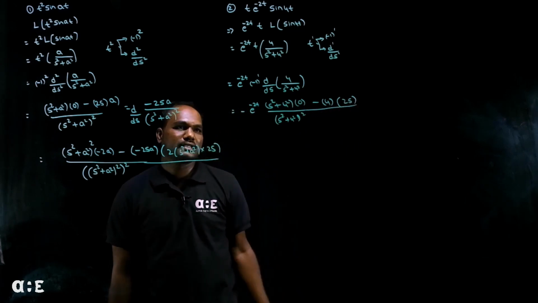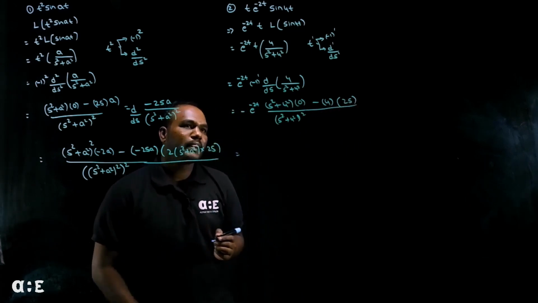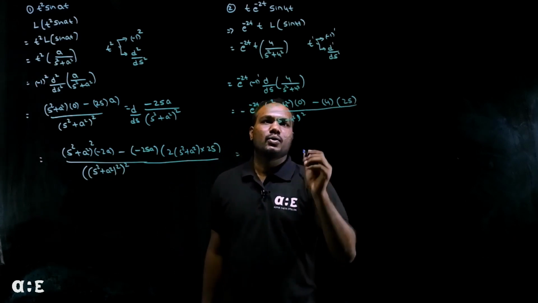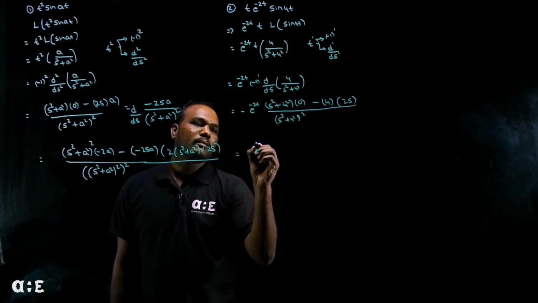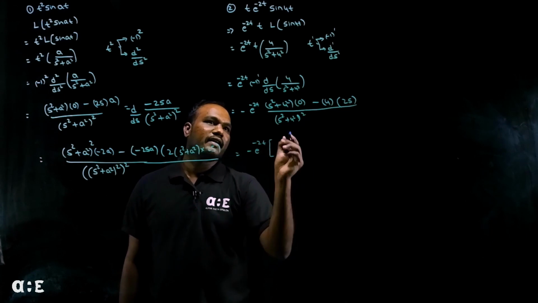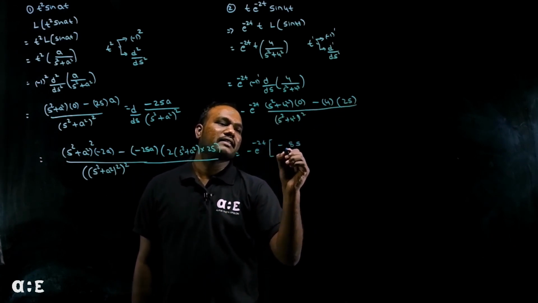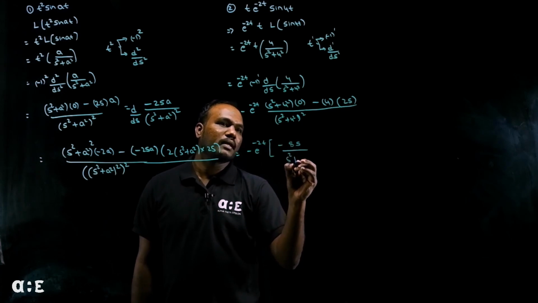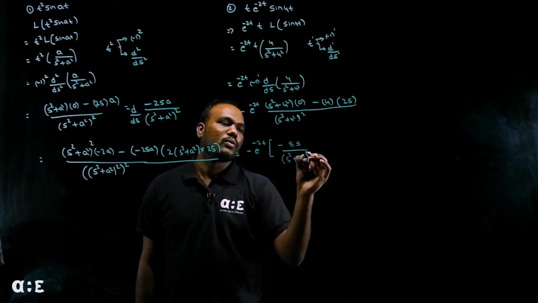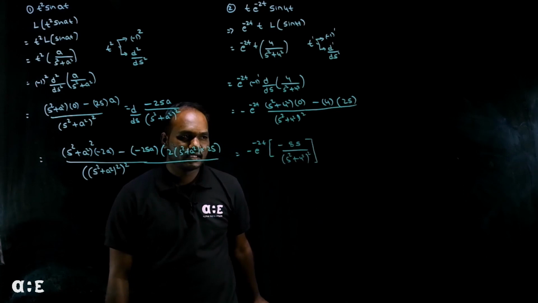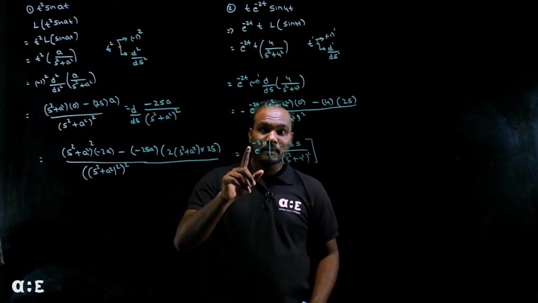Next, I have e power 2t. So I'll just multiply this and I'll write it e power minus 2t, and also I can write 0 into anything is 0. So minus 8s, right? I'll get minus 8s over (s square plus 4 square) whole square. Isn't it? Next, I need to eliminate e power minus 2t.